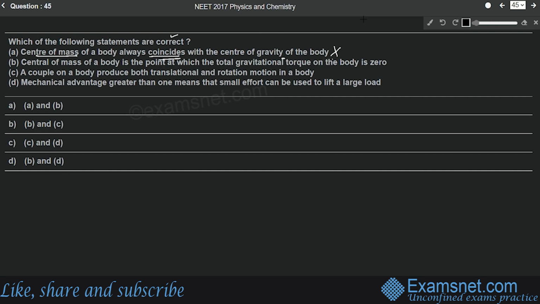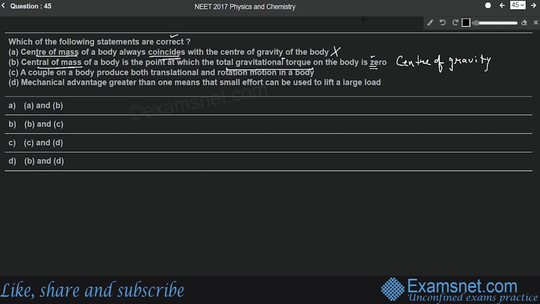Second statement says center of mass of a body is the point at which the total gravitational torque on the body is zero. So this is actually a definition of center of gravity. Okay, because center of gravity is the point at which the total gravitational torque on the body is zero. But in some situation, when the center of mass of the body coincides with the center of gravity, in that case this statement may be true for the center of mass. Okay, so this is partially correct, you can say, because it is conditional, right?